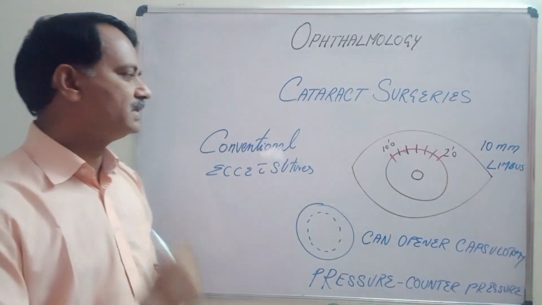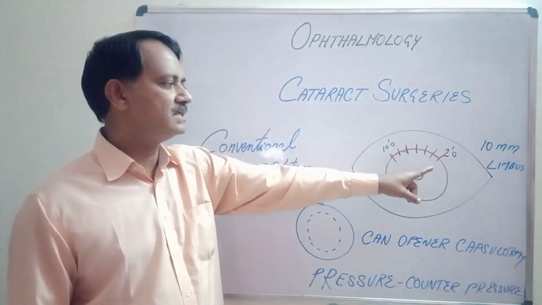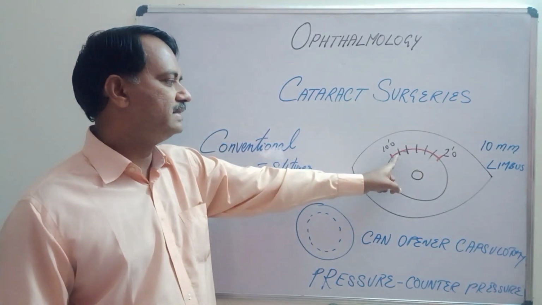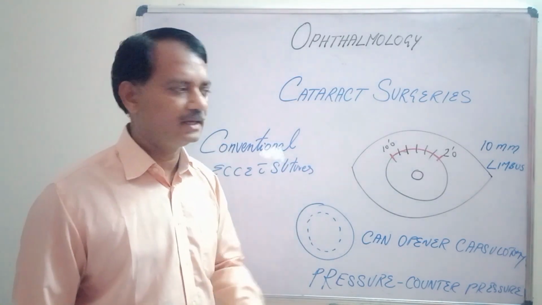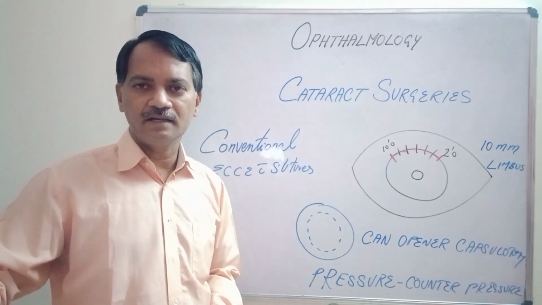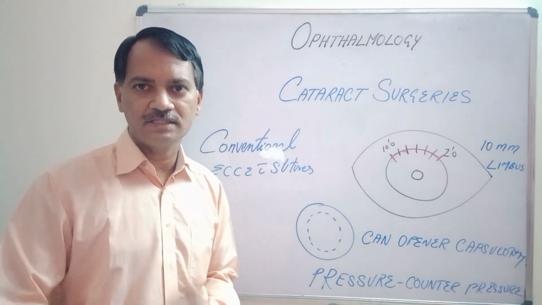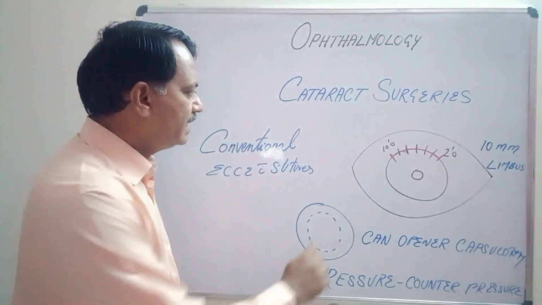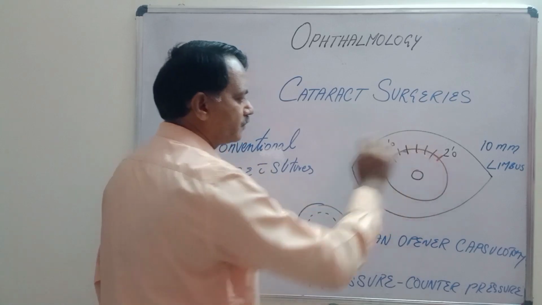In this type of surgery, the incision is about 10 millimeters in size and it is done at the junction of cornea and sclera, that is the limbus. We directly make the incision into the anterior chamber. It is a one plane incision that is being made. The incision is from 10 o'clock position to 2 o'clock position.